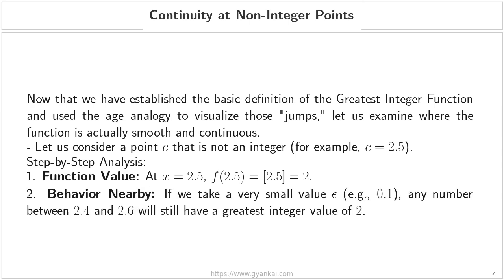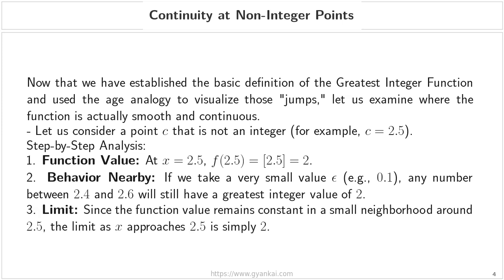Second, let's look at the behavior of the function in the immediate vicinity of this point. If we take a very small value, referred to in calculus as epsilon, for instance, 0.1, we can see that any number between 2.4 and 2.6 will still have a greatest integer value of 2. Third, we evaluate the limit. Since the function value remains constant at 2 within this small neighborhood around 2.5, the limit as x approaches 2.5 is simply 2.